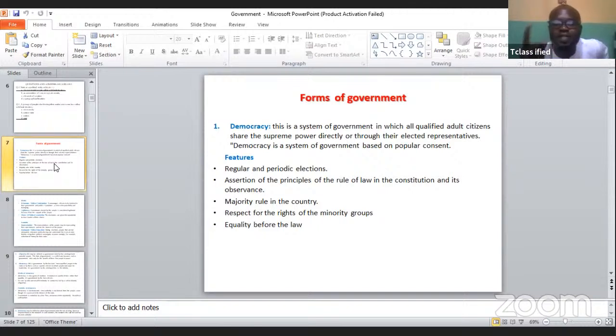And there is also respect for the rights of the minority groups. Everybody is respected. You can't, because you're majority, you start treating others wrong. So that is very important. And there's also equality before the law. Everybody is equal before the law under democracy.